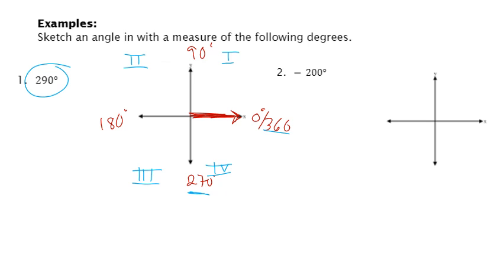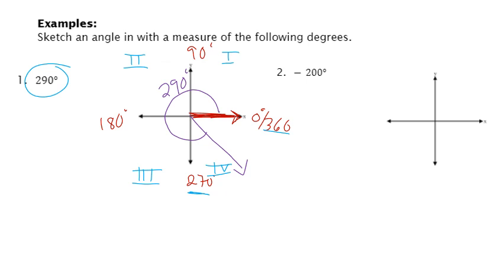So I'm going to go ahead and sketch an angle, and I'm going to label it, this is 290 degrees. And that's how I would sketch a 290 degree angle.